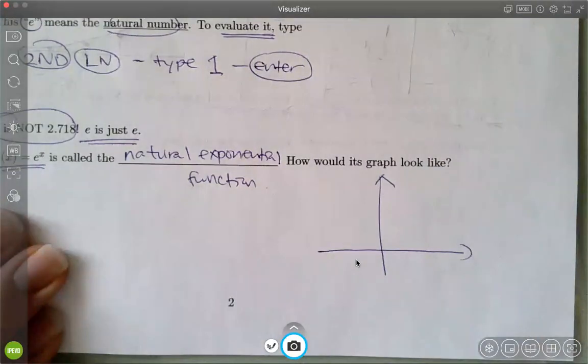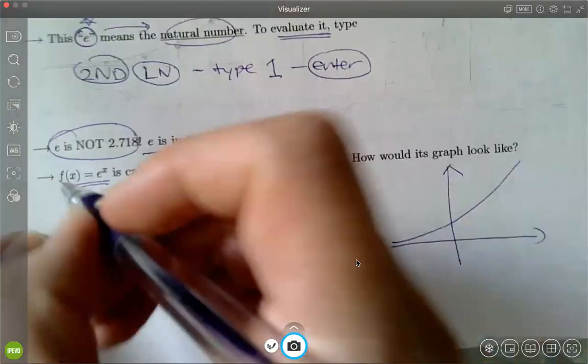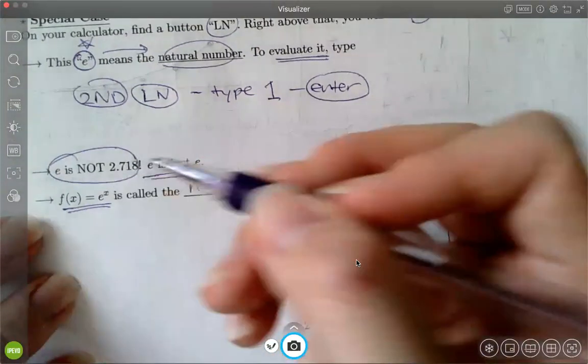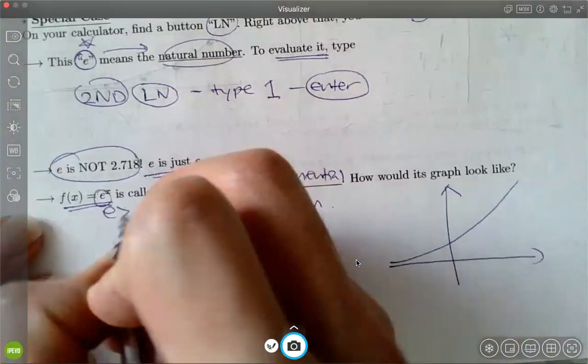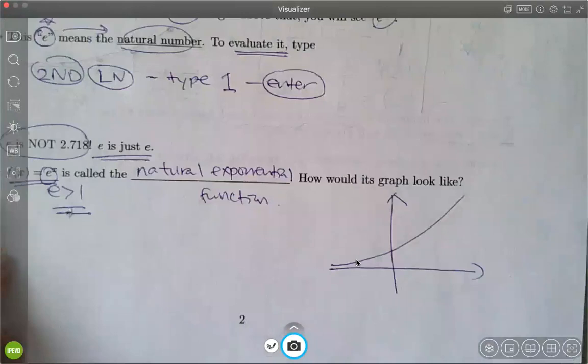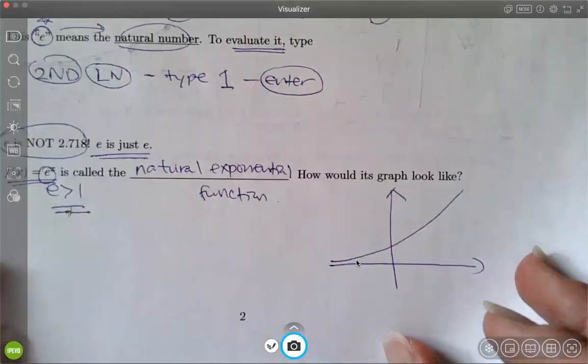Increasing. Do you see why? Because the base is greater than 1, right? I mean, e is over 2. So e is certainly greater than 1. That's why we have an increasing curve. Now let's look at a few problems on the next page.